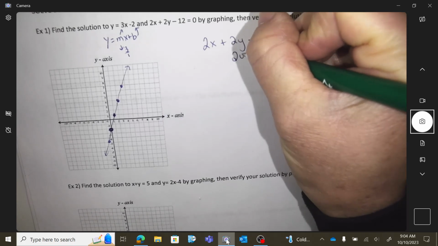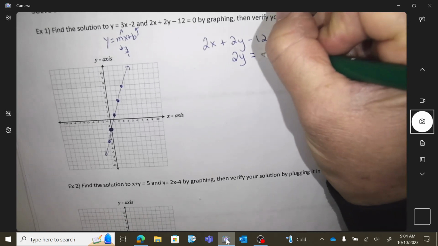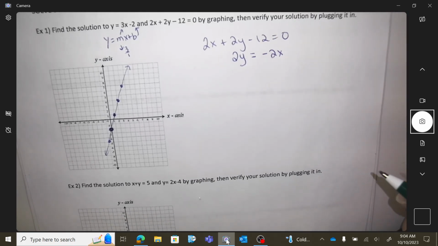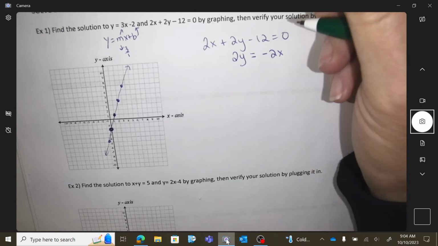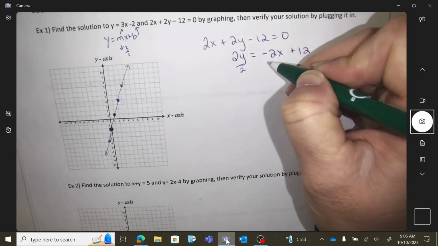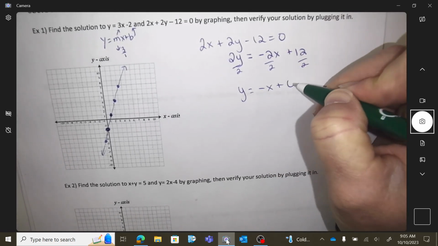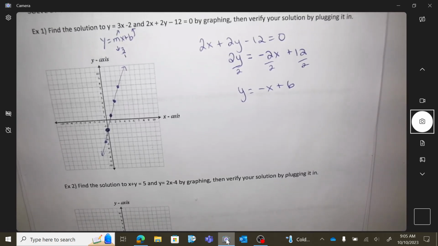So algebraically, I'm going to go 2y equals. I keep the y. I'm going to move the x stuff over, and I'm going to move the number over. So those all switch signs. The x's and the number switch signs because I moved them. I'm going to divide by 2. And then I have y equals mx plus b.